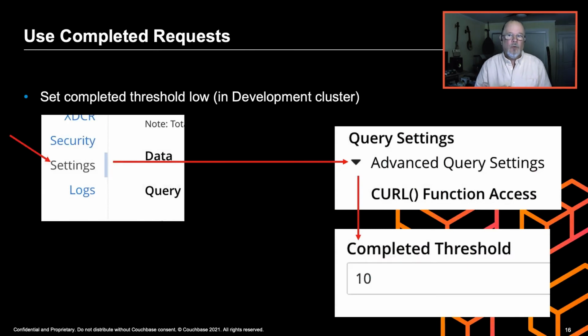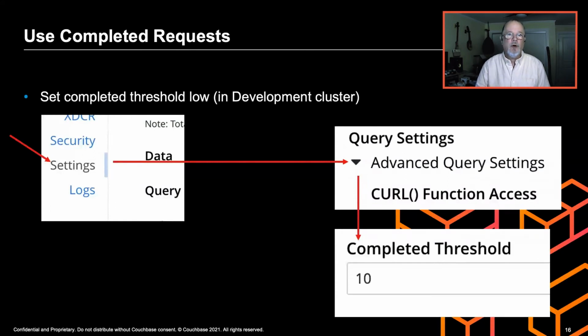In the meantime, what we have to do is use the completed request namespace. By default, the completed request namespace is going to have any queries that take more than a second to run. This may not record all of your queries that you're doing in a small development cluster. So what we want to do is set that threshold much lower. You get there by going to the Couchbase Management Console, going to your settings on the left side. On the right side, expand your query settings area and scroll down to the completed threshold and set it low. In this case, we're setting it to 10 milliseconds.